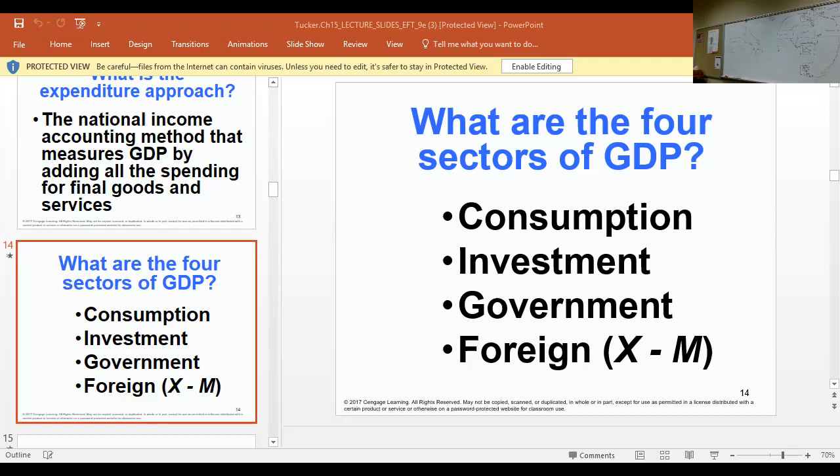Can we look at the GDP of any year? Yeah. Yep.